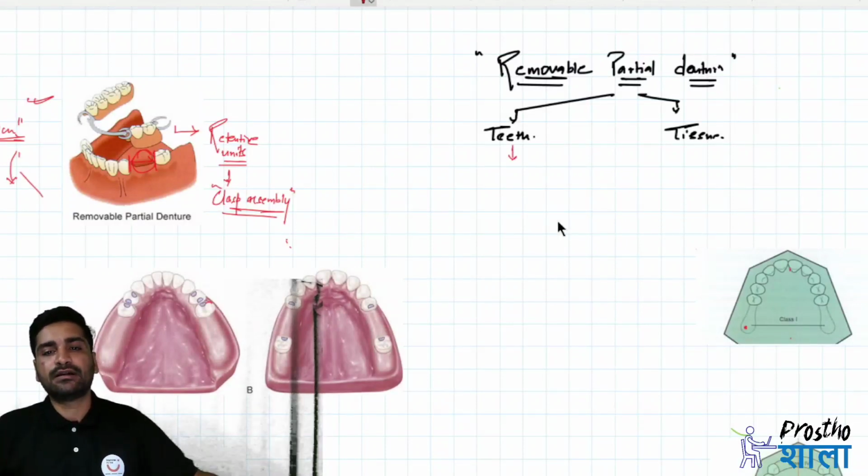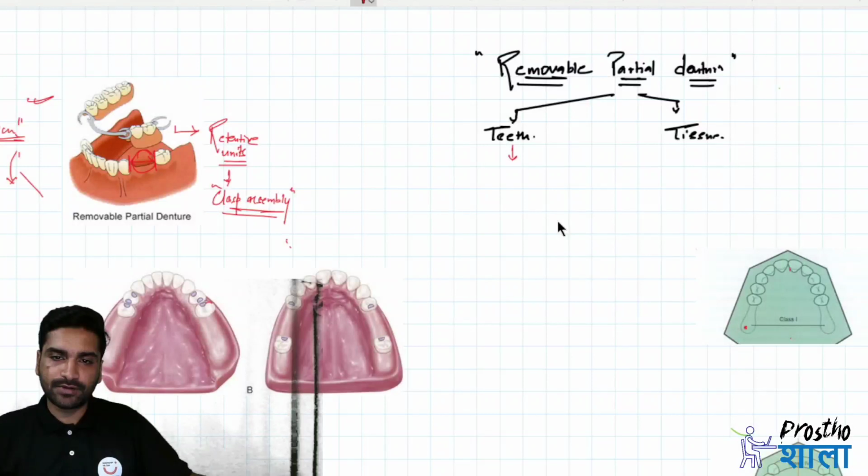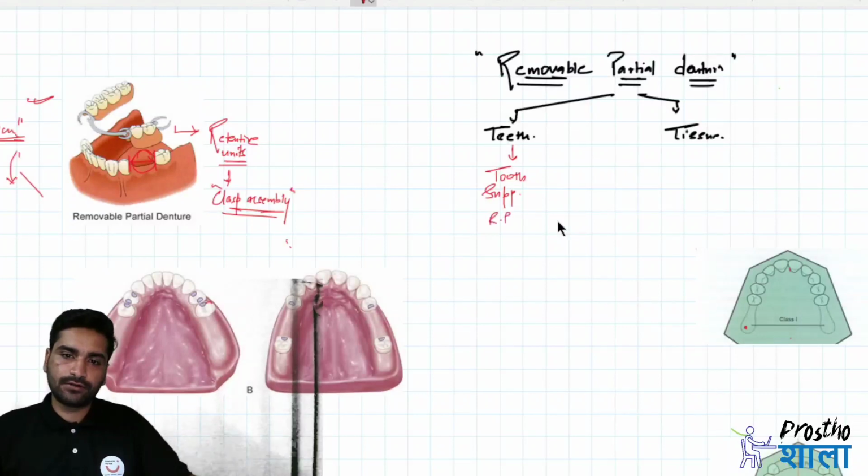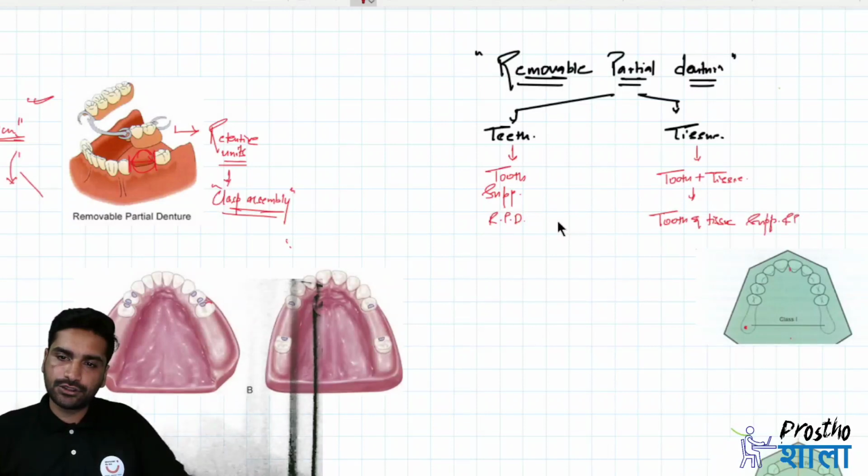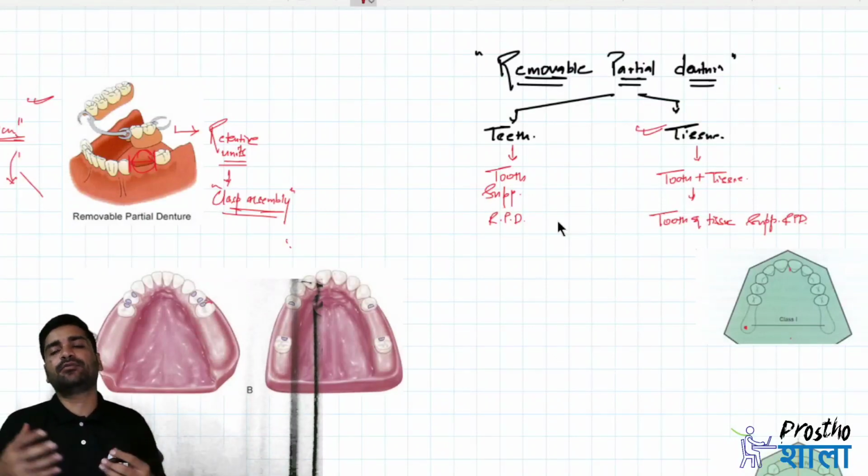When the removable partial denture is only staying on the teeth, that is a tooth supported RPD. When it is on tissue plus teeth, that is called a tooth and tissue supported RPD. So this type of RPD receives support from the teeth as well as tissues.